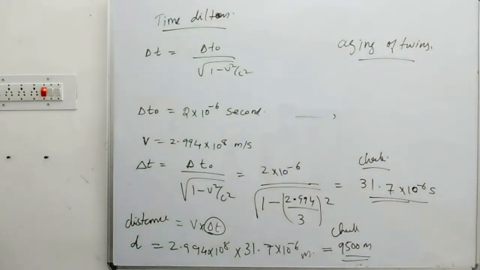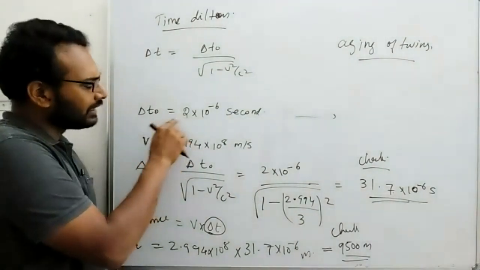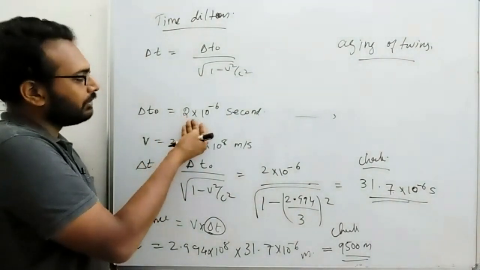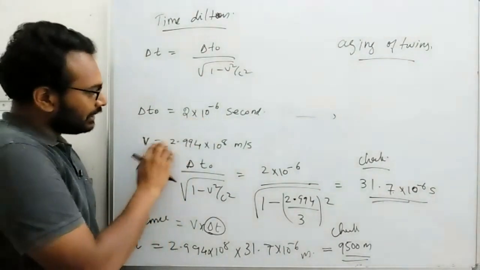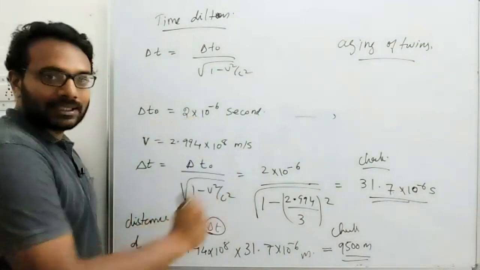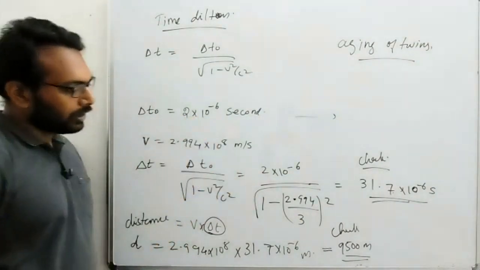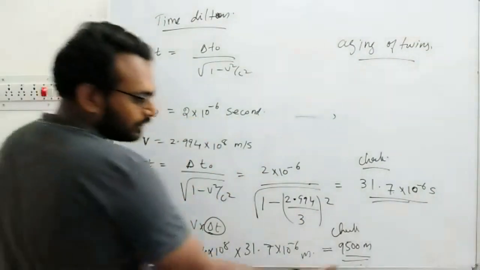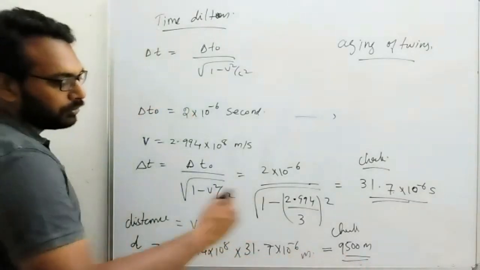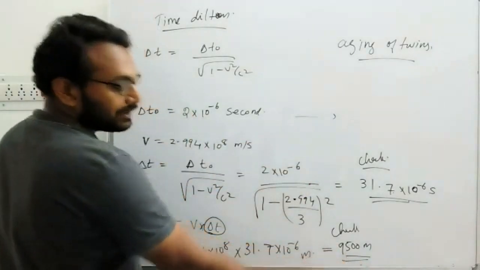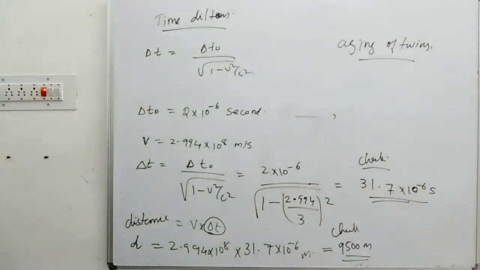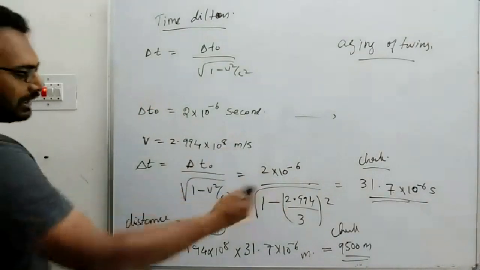What about the muon itself? All right. So in the rest frame of the muon, its lifetime is 2 into 10 raised to minus 6 seconds. And from the rest frame of the muon, if you are sitting on the muon, you would see that this 9,500 meter distance is moving with respect to you. So the muon actually would see a shorter length. All right. So that's how the muon would explain the thing.